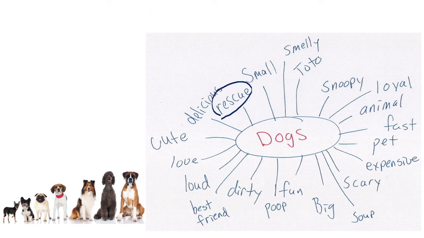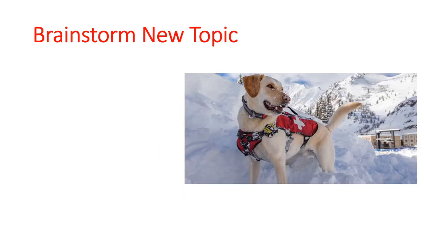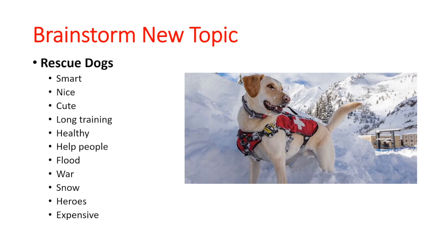So now I decide, what can I talk about? And I decide to talk about rescue dogs. Now my new topic is going to be rescue dogs. Your teacher gave you the assignment to write about an animal. You thought about first writing about dogs. Then you thought about narrowing it down more to write about rescue dogs. When you do that, you have to brainstorm again. You have to take rescue dogs as now your new main topic and brainstorm some different ideas about rescue dogs.